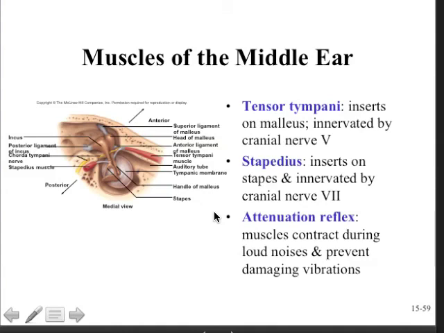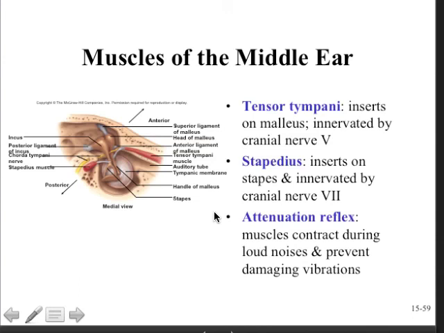responsible in part for the attenuation reflex, where the muscles will contract when there's loud noises to prevent damaging vibrations. This is so that you don't fracture the ossicles, and to some extent so that you don't rupture the drum. So these are safeguards that sort of keep that from happening. What they'll do is they'll tense up in the event that extremely loud noises are coming down the pipe.